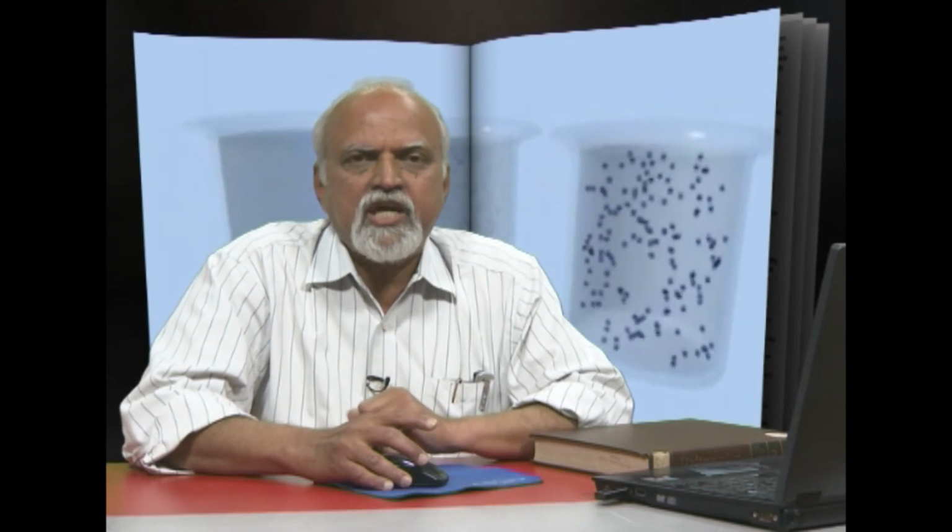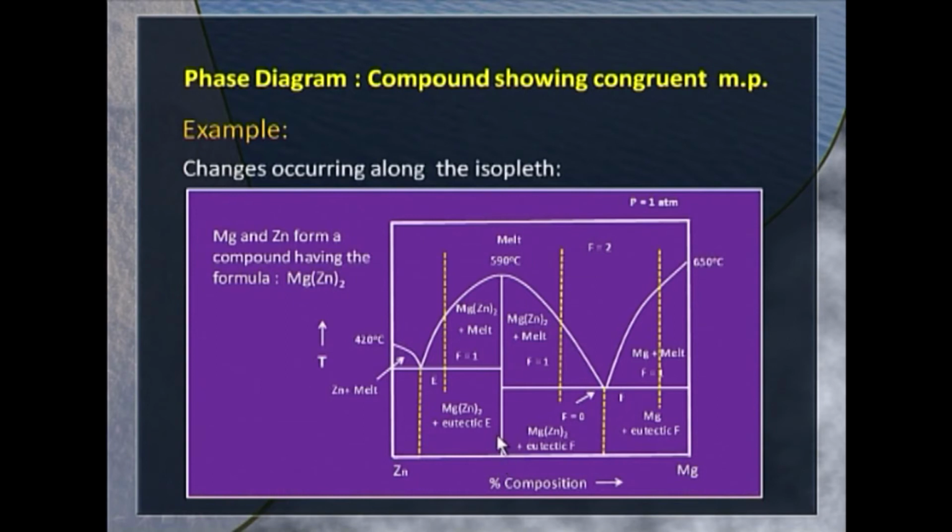So you have now a clear idea about the changes that are possible along the isopleth when we start with different compositions. Now if we start exactly with this composition, what will happen? If you take zinc and magnesium in the proportion corresponding to the compound formation, as you heat it, such a solid, no liquid will appear till you reach the temperature corresponding to the maximum here, that is 590 degrees centigrade.